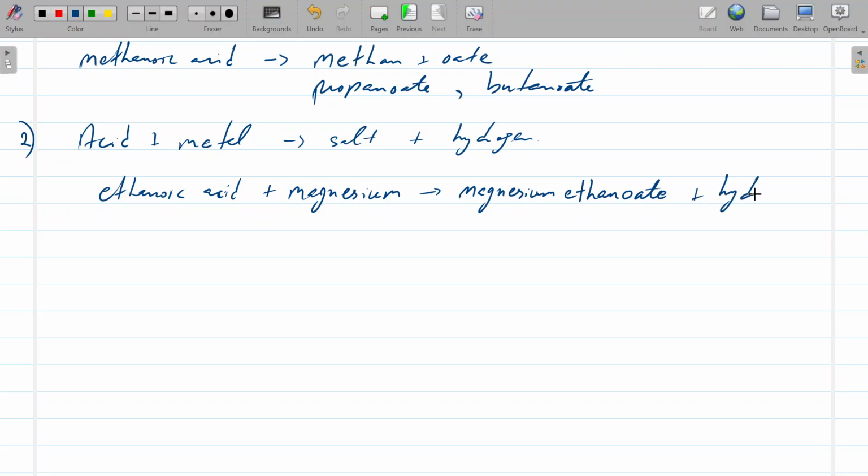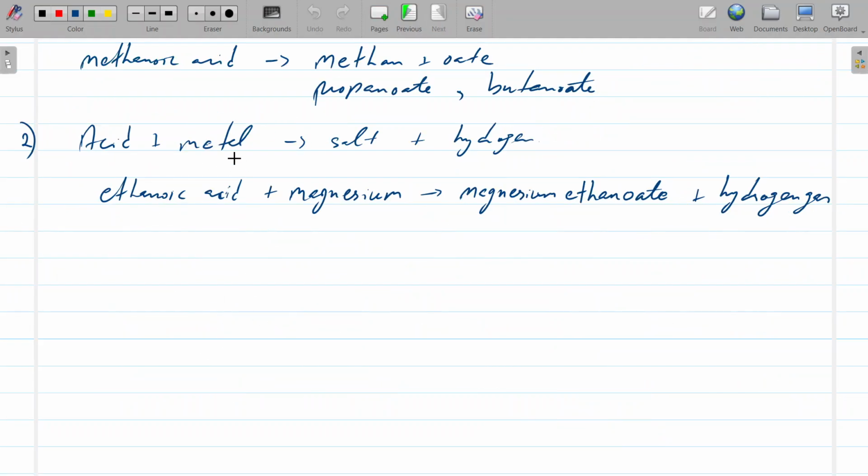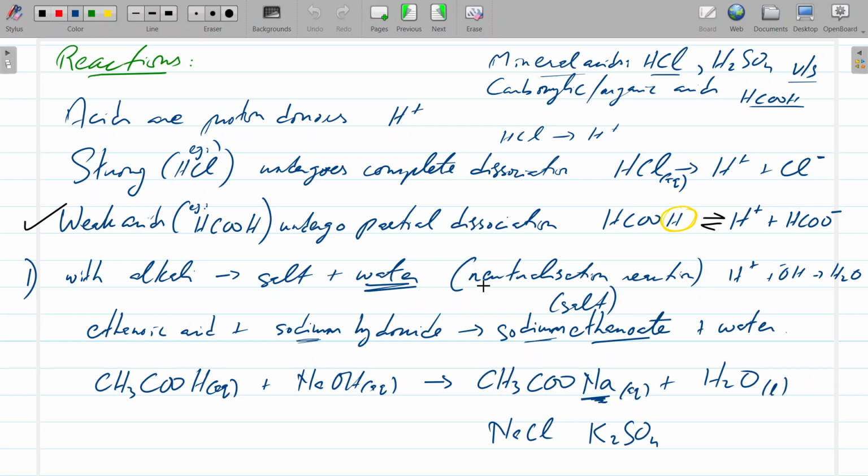And hydrogen gas. You said there would be H2 earlier. H2, H2O, water. For this reaction with an alkali, over here you're reacting it with a metal. So this is a very standard reaction for an acid with a metal. This is not a neutralization reaction. The water thing I mentioned was for neutralization reactions.